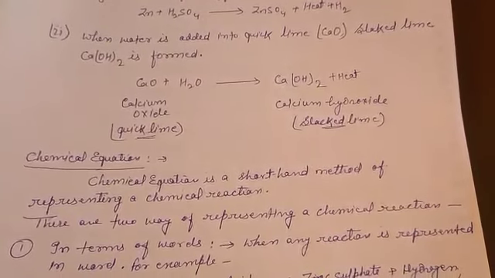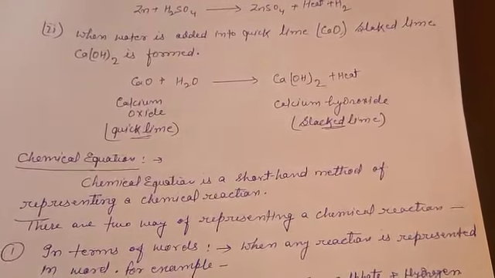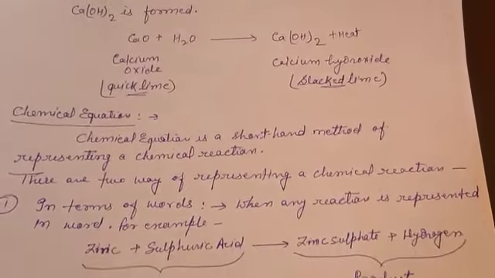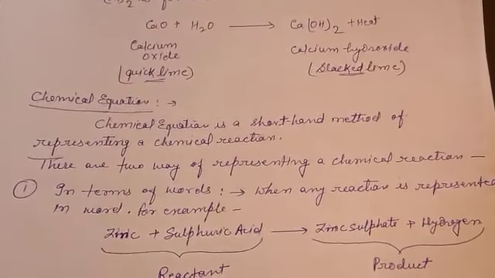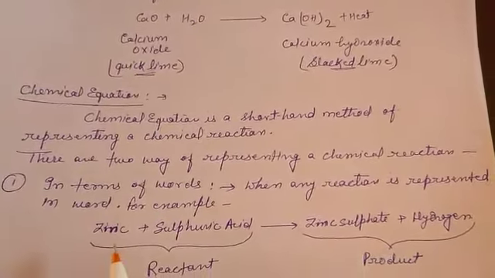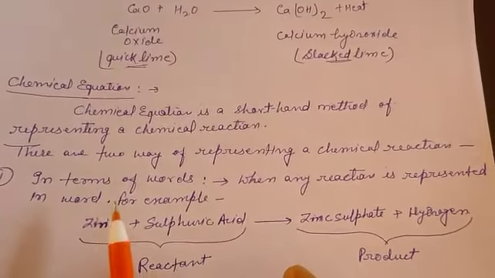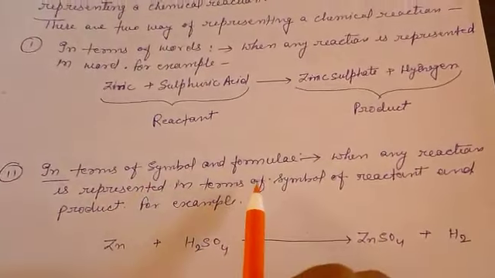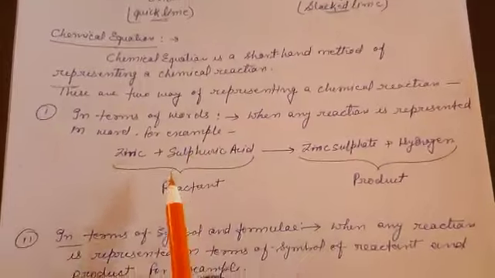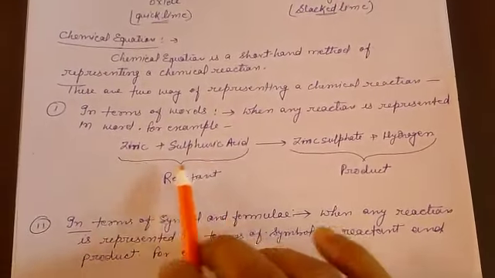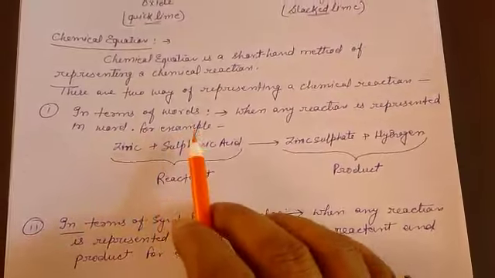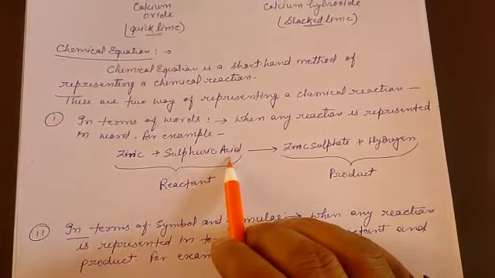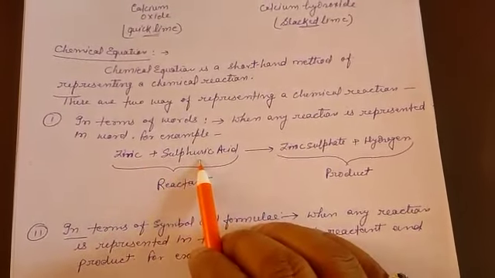Right. In the previous classes, we have already studied a lot of chemicals, a lot of ions. Now, all chemical reactions can be represented in two ways. One, in terms of words, and second, in terms of symbols and formulas. In terms of words, you just write the name of the compound or element. See here, I have written zinc, which is the element, and sulfuric acid, which is the compound. I have just written the name of these two, right?